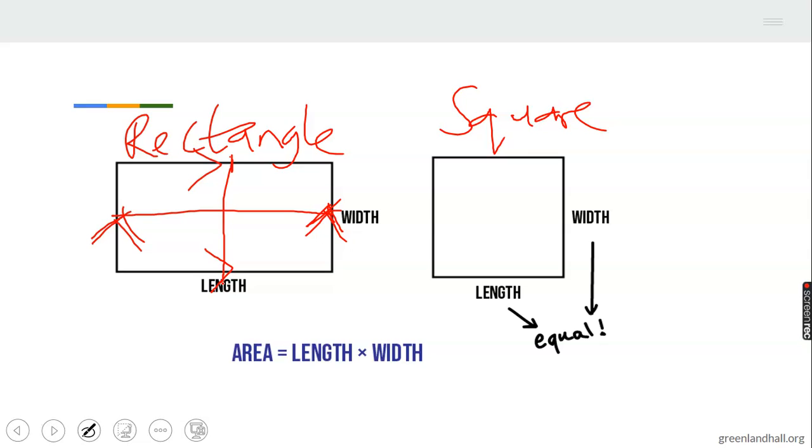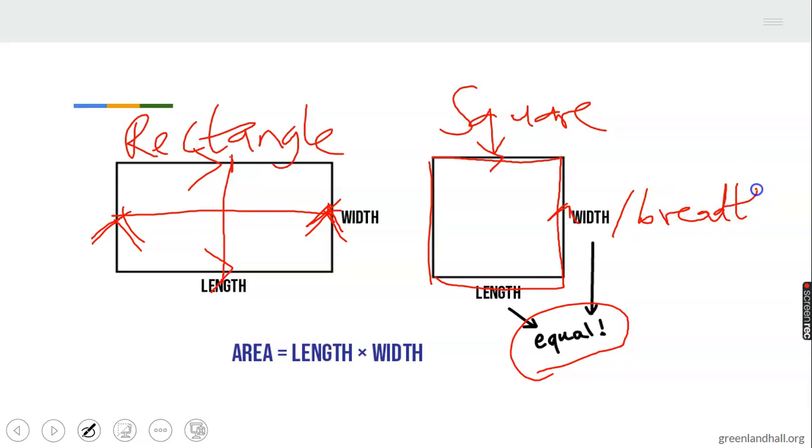But a square does not have 2 short sides and 2 long sides. In a square, all the 4 sides are the same length. All of them. That's why you have this word here, equal. The line up, the line down, the length and the width or the breadth. Another name for width is breadth, and another name for breadth is width. Now in a square, the length and the breadth are the same. But in a rectangle, the length and the breadth are not the same.